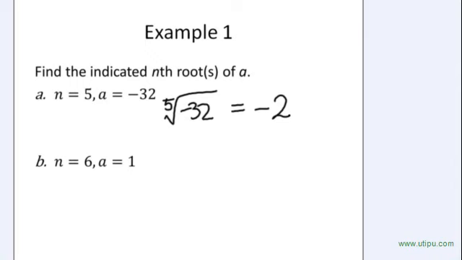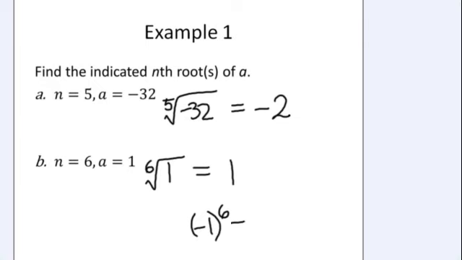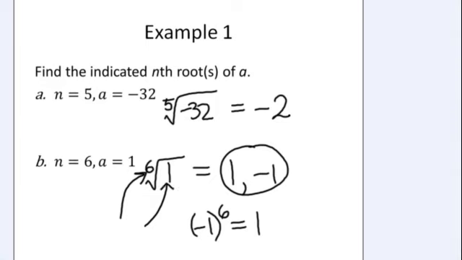Let's look at example B. We want to find the sixth root of positive 1. Well, we want to think again, what can I multiply by itself 6 times to equal 1? And I know that 1 would work. But I also need to consider negative 1, because if I take negative 1 and raise it to the 6th power, it's still going to equal positive 1. So the sixth root of positive 1 is both positive 1 and negative 1. And we will see this anytime we have an even root of a positive number, we're going to end up with 2 values.